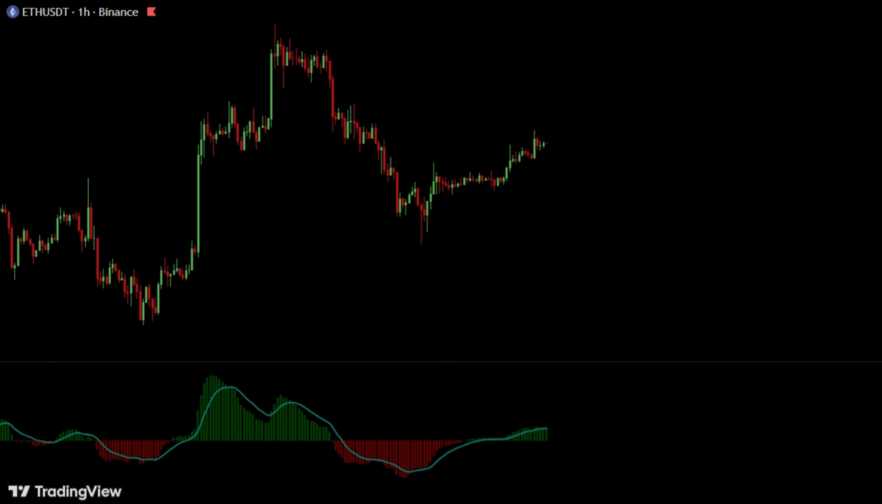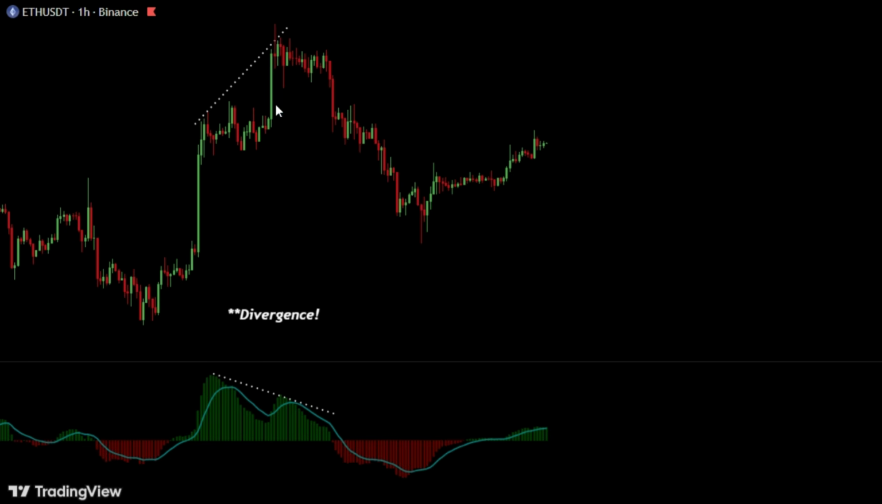And with some simple price action techniques, we can identify high-quality entry points. In this chart, we're looking at Ethereum on 1-hour time frame, and as you can see, the price is making higher highs, while the MACD indicator is making lower highs. That means divergence is present. Now that we know a reversal could happen at any moment, we need to prepare for a potential entry.